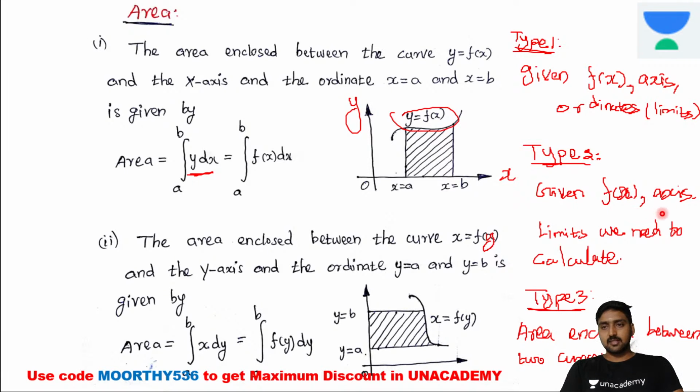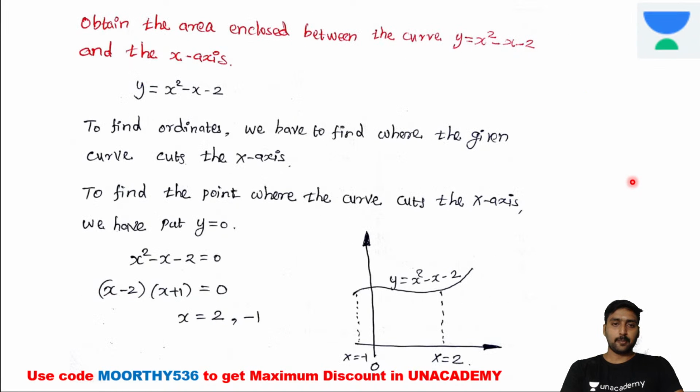Given f of x and axis, what we need to do? Here we need to identify the limits. Limits we need to calculate by using some method. I will explain it here. Obtain the area enclosed between the curvature y is equal to x square minus x minus 2 and the x-axis. So they have mentioned the two things, function as well as axis. It's a type 2 problem.